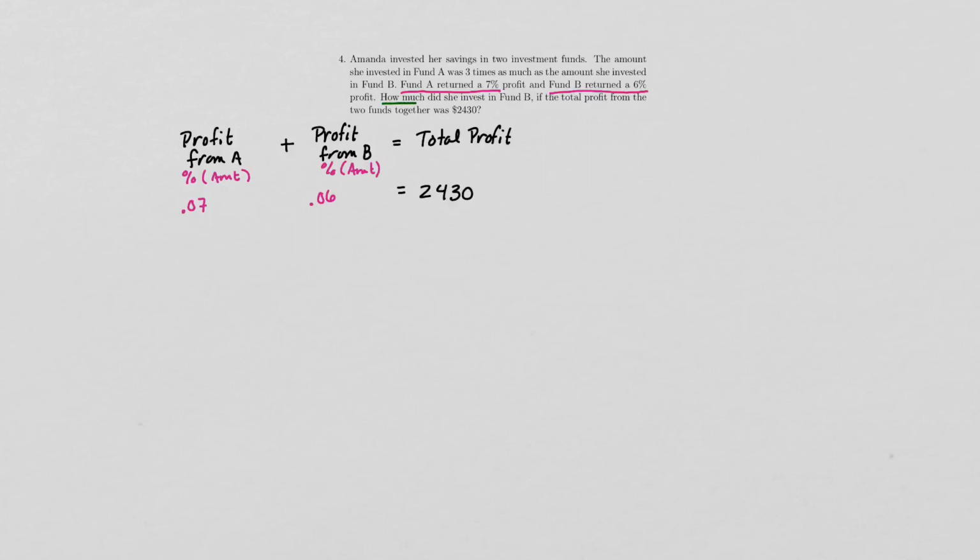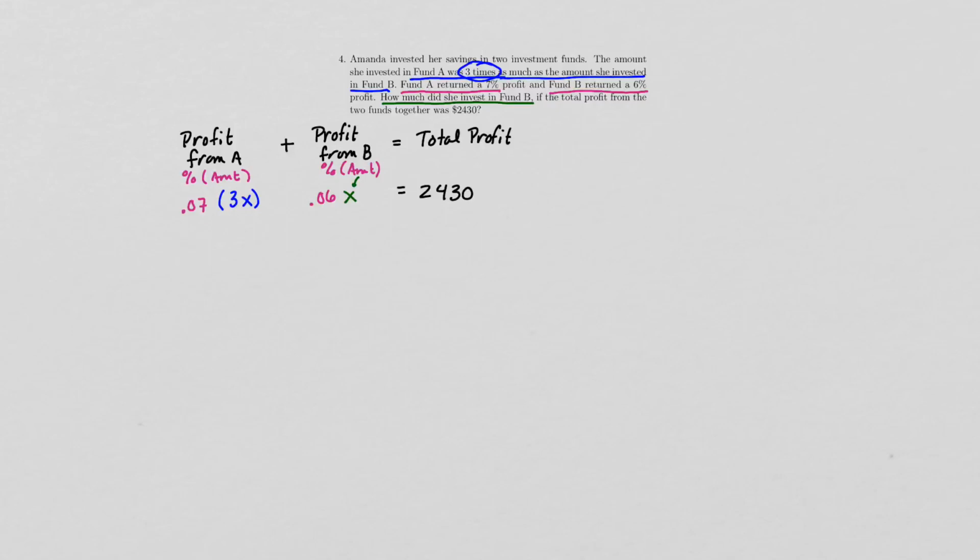Again, if you look, it says how much did she invest in Fund B? So that's what we're looking for. So we're going to call that X. So the amount in Fund B is what we're looking for, we're calling that X. And then it says the amount she invested in Fund A was 3 times as much as she invested in Fund B. So the amount that's in B is X, and we want 3 times. That's the key part here, this 3 times. So the way that we would write that is 3x.